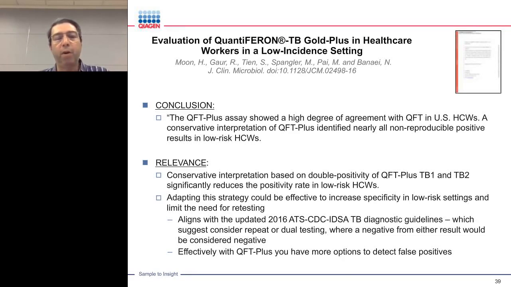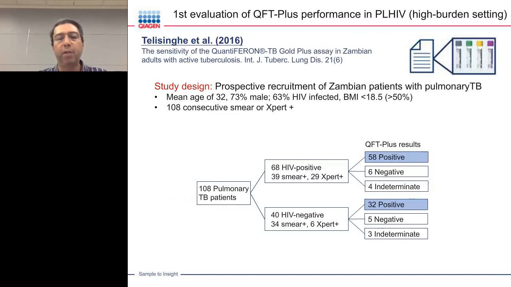What they were also able to show was that when they retested these individuals, they had a high likelihood of retesting negative. So effectively now with QFT-Plus, with this addition of the extra tube in this low risk setting, you have more information that can be applied to help you identify false positives.